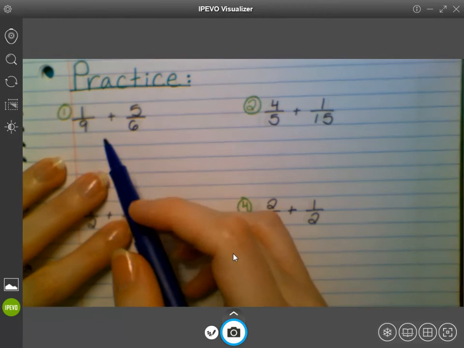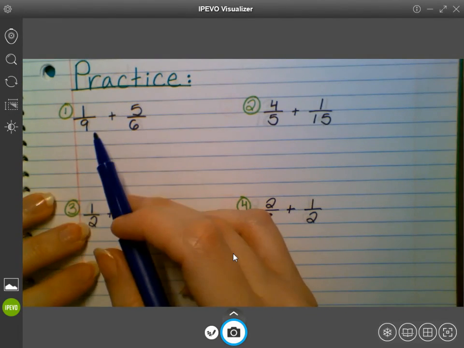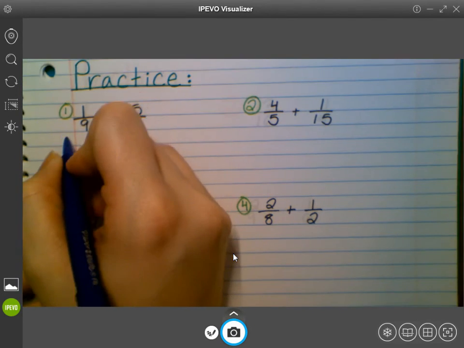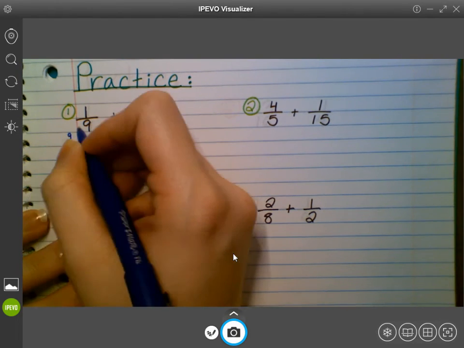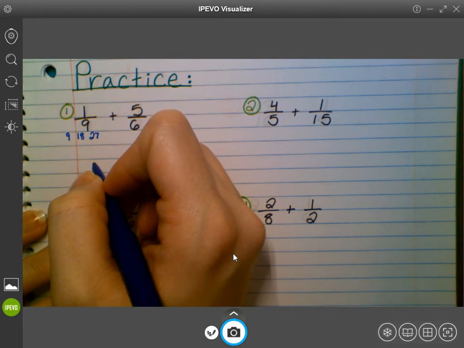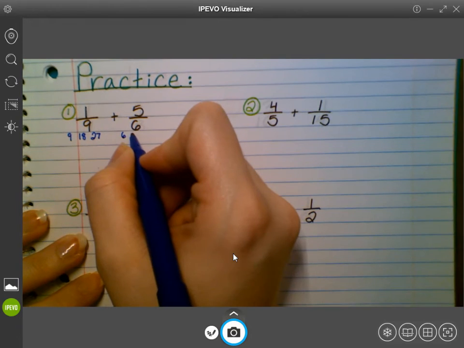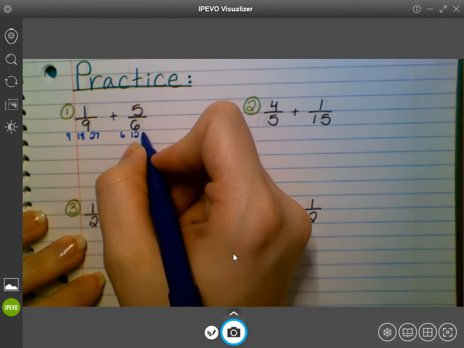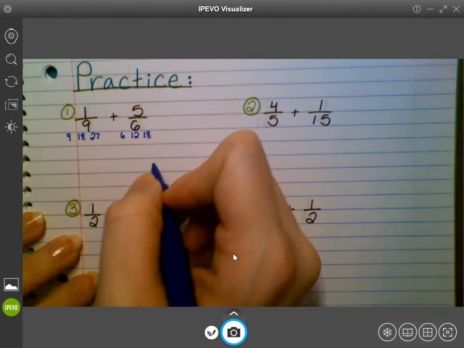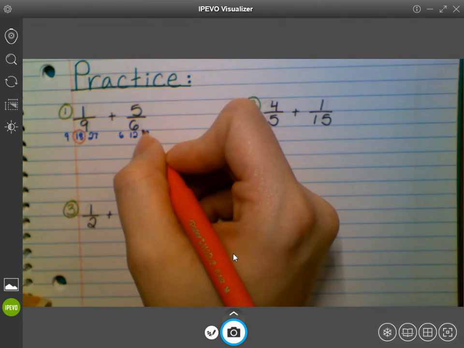So when we look at our first one, 9 and 6, I'm going to list under each of my denominators some multiples of them. So for 9, I have 9, 18, 27. I'm going to stop there. For 6, I have 6, 12, 18. Oh, have I already found my LCD? Yes. What is it? It is 18. So 18 is my least common denominator.